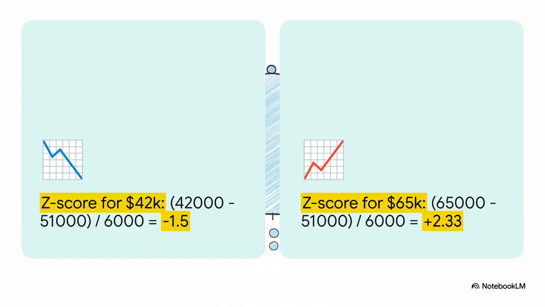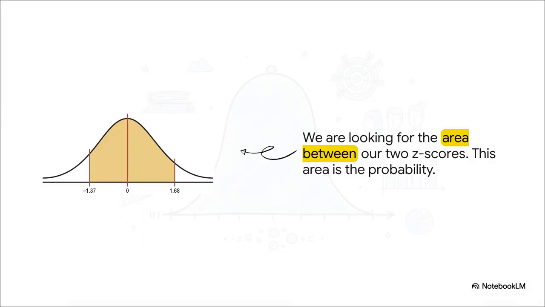Let's do step 1. For $42,000, we do the math, and we get a z-score of -1.5. That tells us that salary is 1.5 standard deviations below the average. Then for $65,000, we get a z-score of positive 2.33. So that salary is over 2 standard deviations above the average. Easy enough. And now we can actually see what we're looking for. We've put our two z-scores on the standard curve. There's -1.5 on the left and plus 2.33 on the right. That shaded area trapped between them, that little slice of the curve, that is the probability we're looking for.